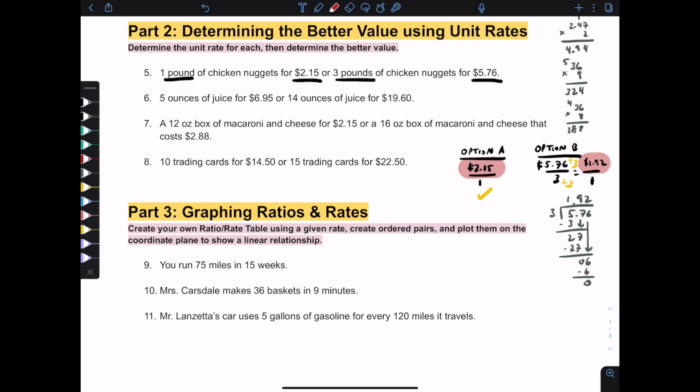So when we're trying to see which one is the better deal, you guys should choose this one here. 3 pounds of chicken nuggies for $5.76. This one's the better deal. Okay, and the proof behind that is $1.92 per pound is definitely cheaper than $2.15 per pound. Okay, so that is number 5.